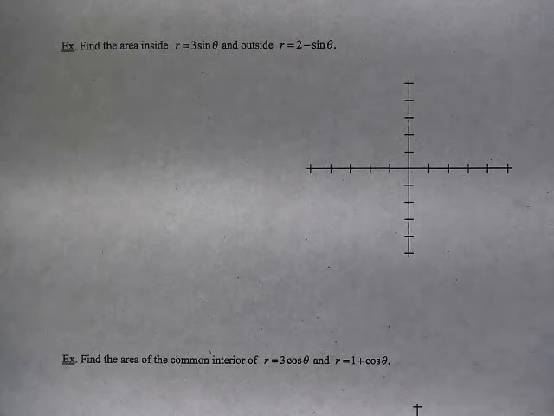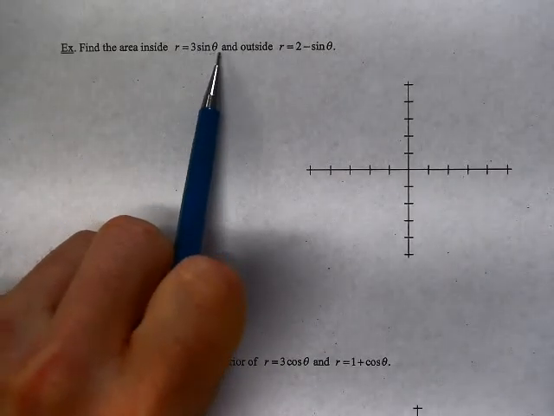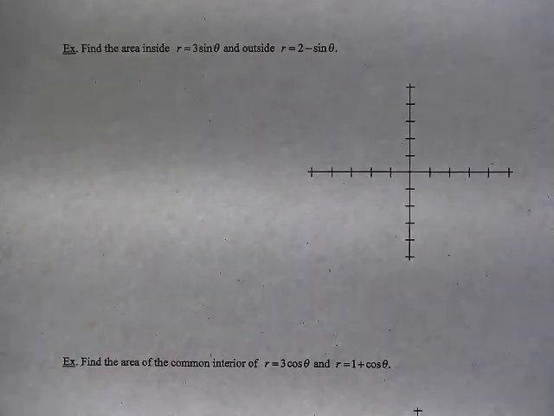Next example is a little more complicated. Here they're asking us not just for the area inside one petal or one graph, but they're asking us for the area inside r equals 3 sine theta and outside r equals 2 minus sine theta. So we have to get these graphed.